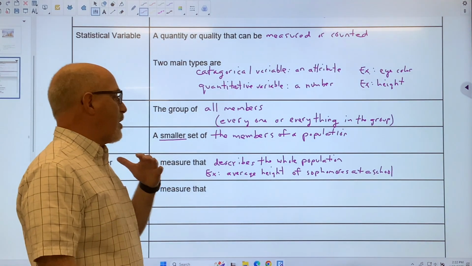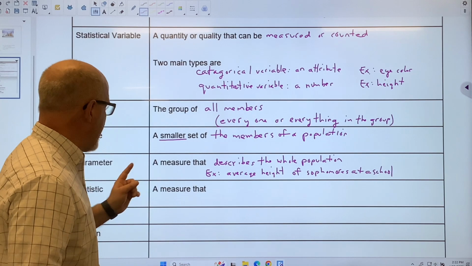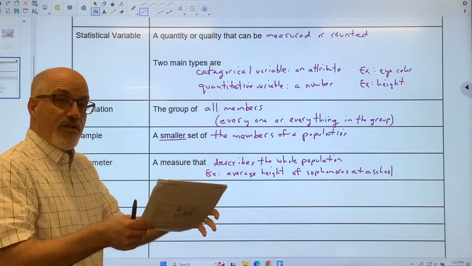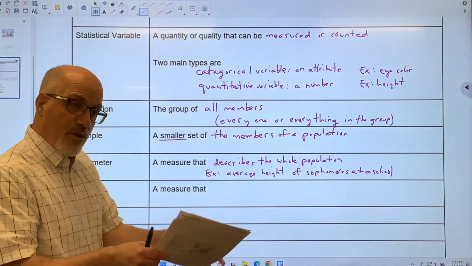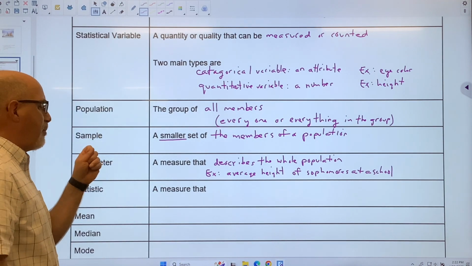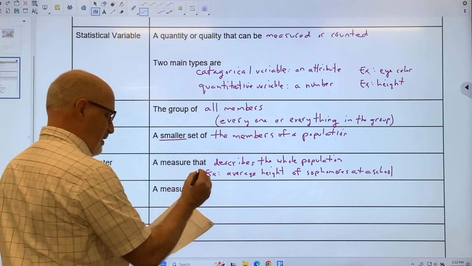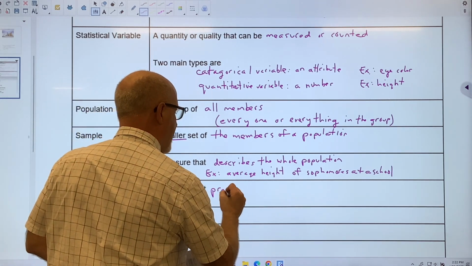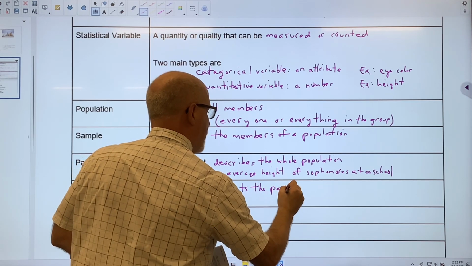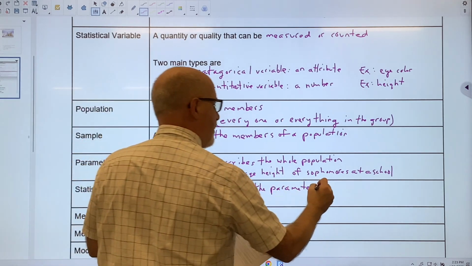So here, the whole population that I'm dealing with is the sophomores at a school. So when I take then a sample of that, find out the information like the average height of the sample of students, a smaller group of that population, that's called a statistic. So the statistic goes with the sample, parameter goes with the population. So a statistic is a measure that predicts the parameter by using a sample.